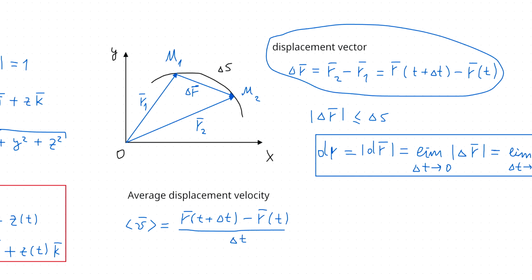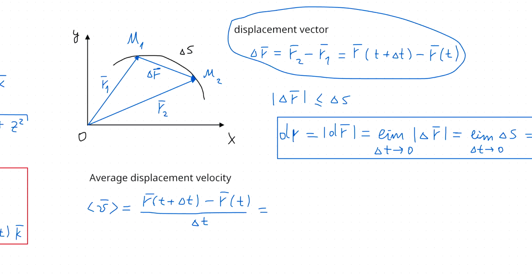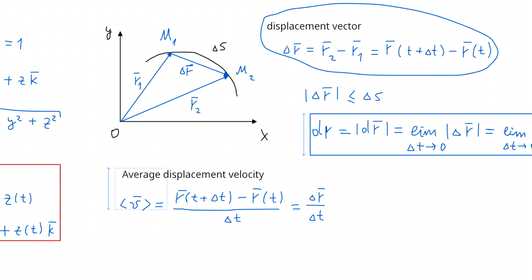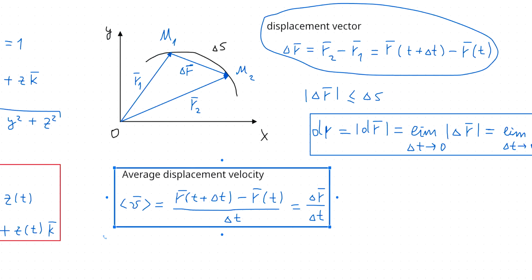And this is the same as delta r, the increase of radius vector, or displacement vector, divided by the increase of time. So this is the average displacement velocity. So it's all the displacement vector divided by time. It's quite a simple definition, but this definition is not enough to describe motion.